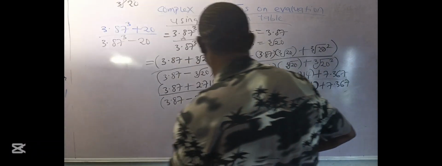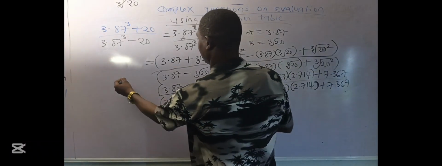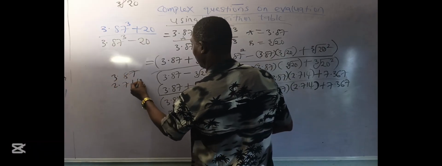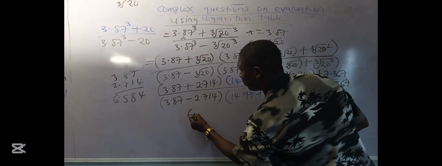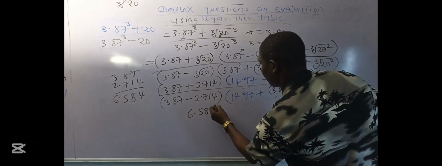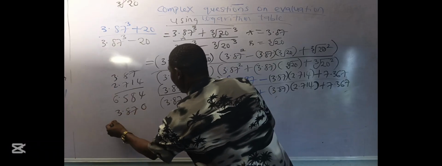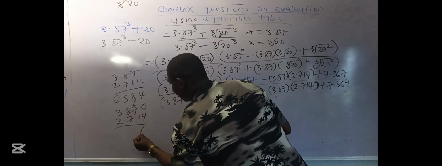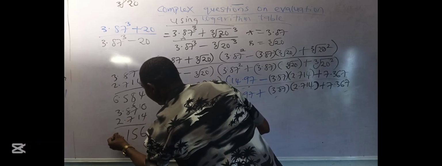Now we had this side and I'll subtract the other side. Now this 3.87 plus 2.714 will give me 6.584 in brackets. And I'll subtract this: 3.87, let me add 0, and 2.714. This will give me 10, left with 6. 10 minus 4, 6. 6 minus 1, 5. 8 minus 7, 1. And this is 1.